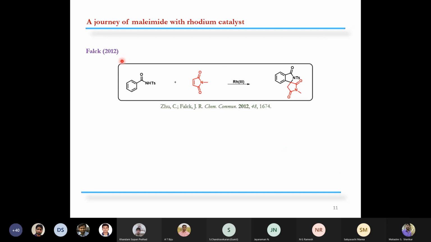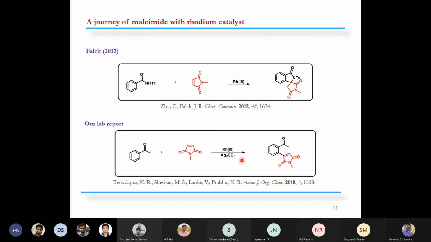So in the field of CH activation, Fook's group employed maleimide as a coupling partner by using benzamide as a directing group with rhodium, and they achieved the 4+1 annulation of the benzamide with maleimide. But in the case of maleimide, the Heck-type product was not explored until 2018. So we were the first to report the Heck-type product of maleimide with acetophenone, where the ketone acts as a directing group, by using a rhodium catalyst.